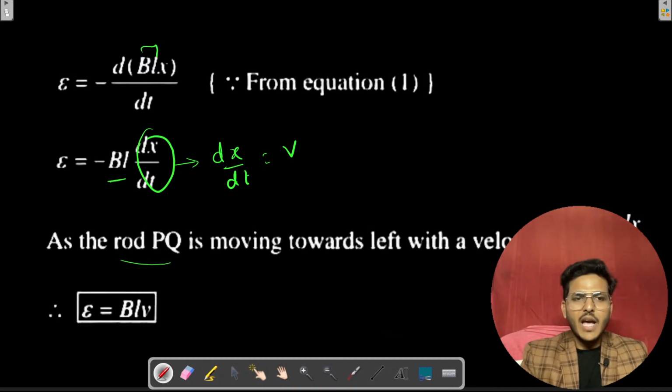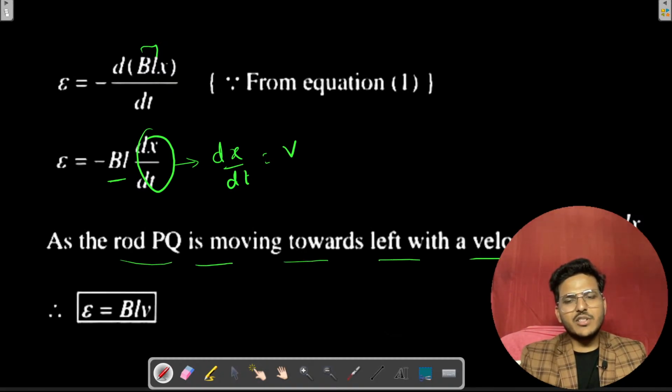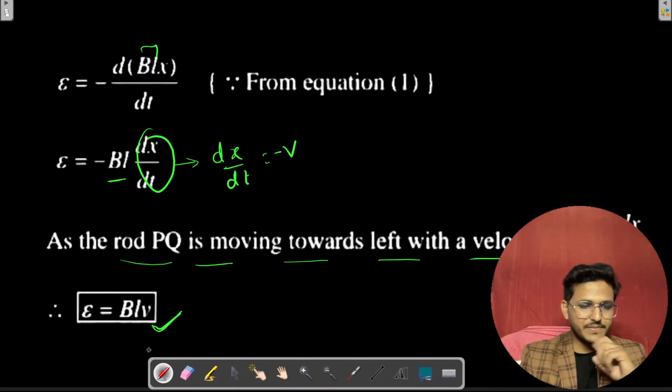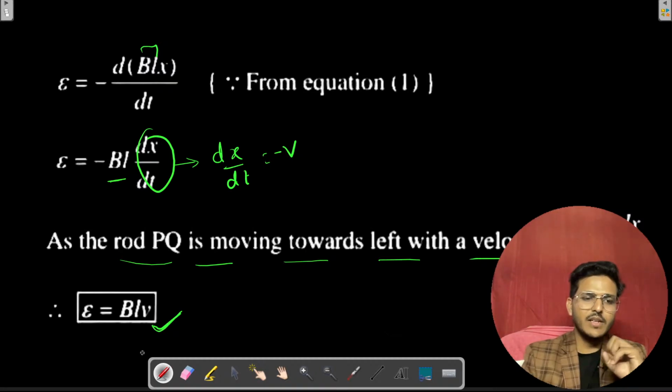Alright. As the rod PQ is moving towards left with a velocity, so putting a negative sign also. E equals BLV. E equals BLV. I said though, E equals BLV.